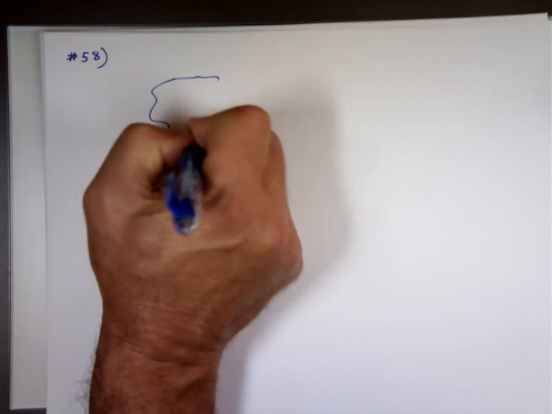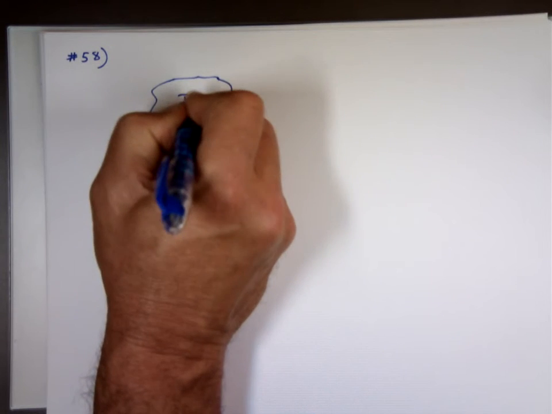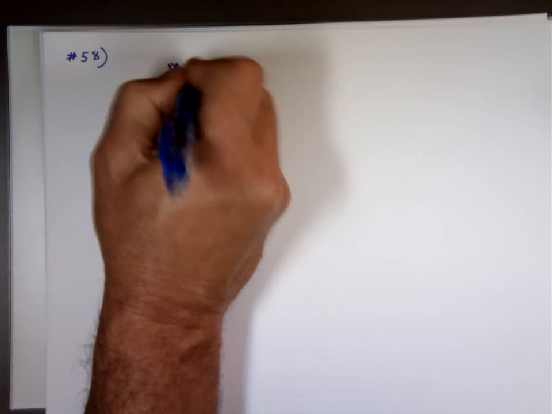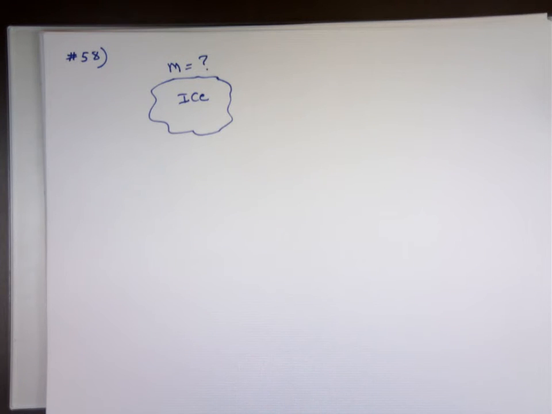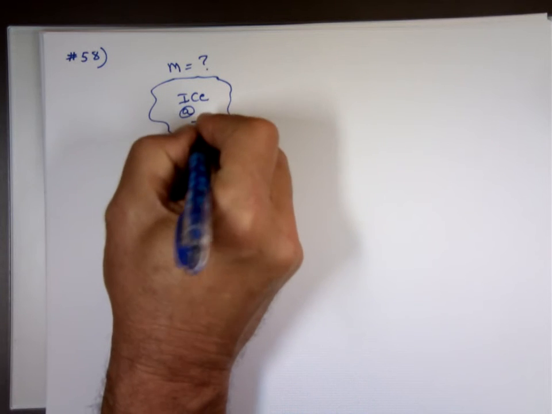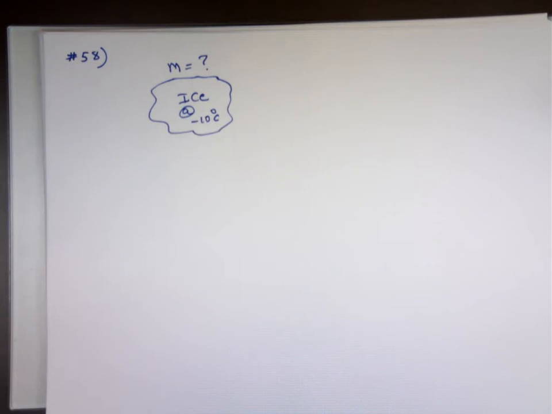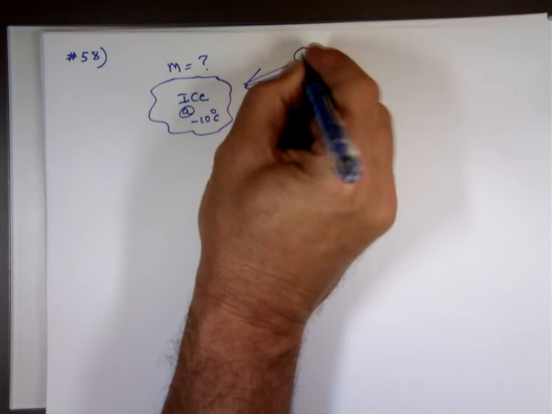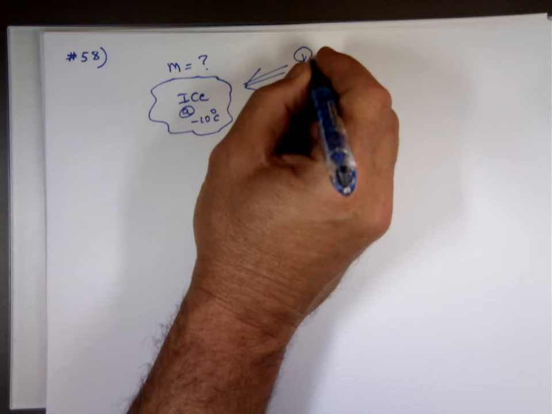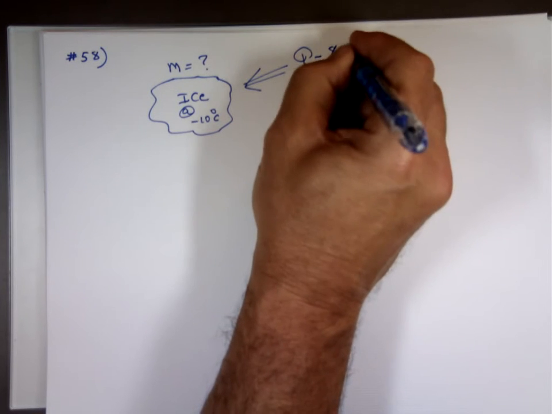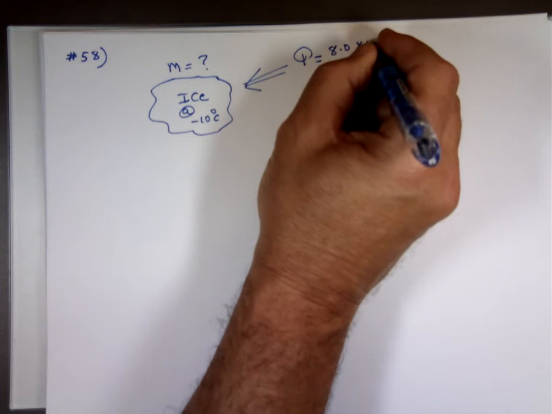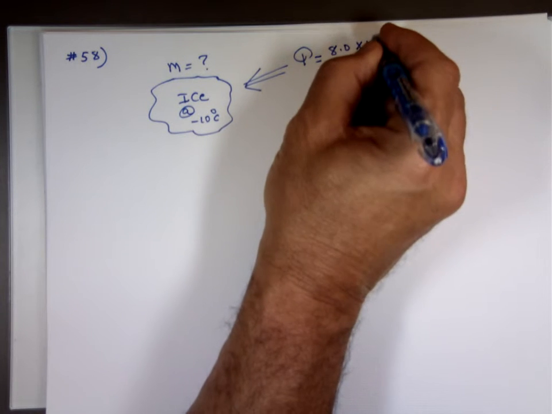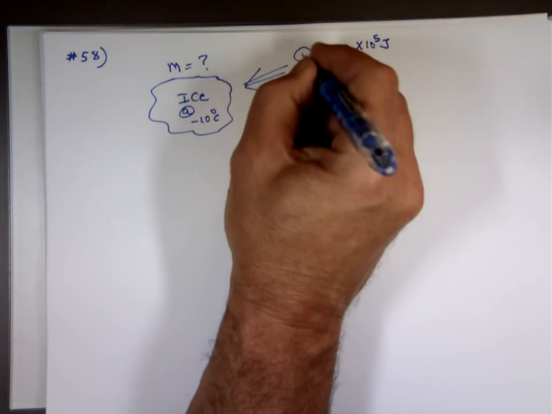We have a block of ice. We have no idea what the mass of it is. Ice, the mass is unknown. It is at negative 10 degrees Celsius. Heat was added to it. Q was added to it. How much Q was added to it? 8 times 10 to the fifth joules. That's the Q added.